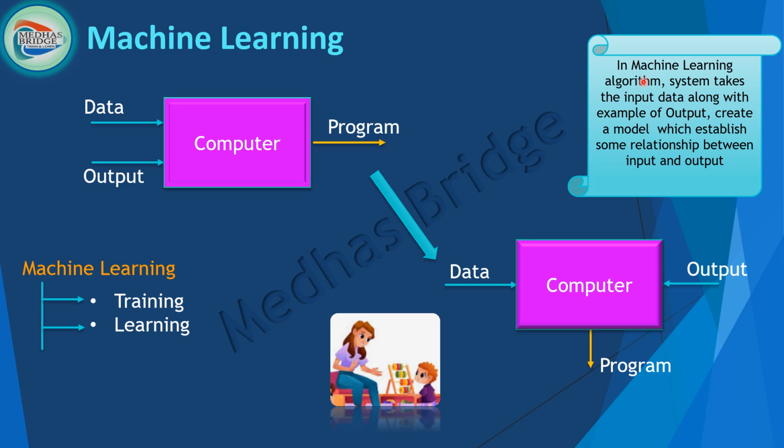So in a machine learning algorithm, the system takes the input data along with examples of the output and creates a model which establishes some relationship between the input and output. So precisely, we call the outcome a model instead of a program, because we keep building a model until you get the desired output. Do you see the kind of difference that we are trying to show here?